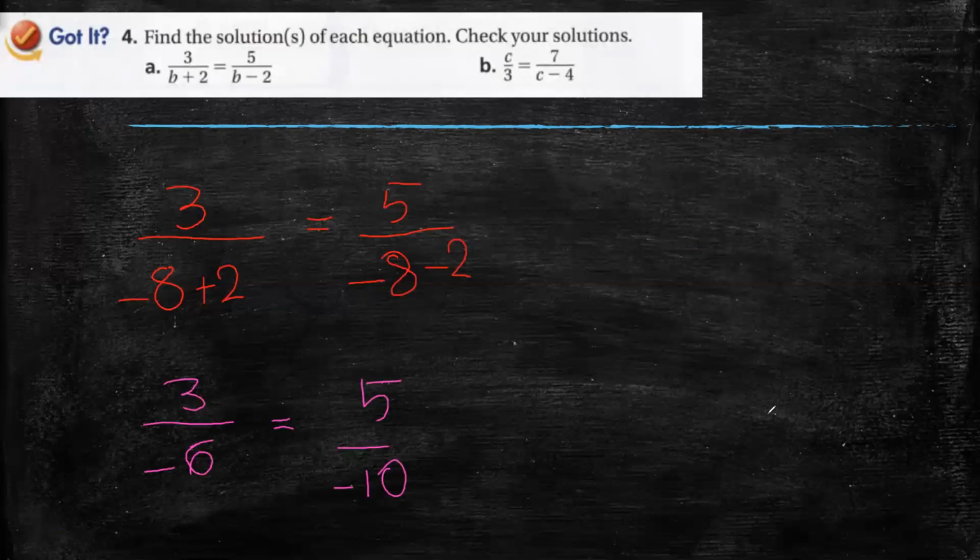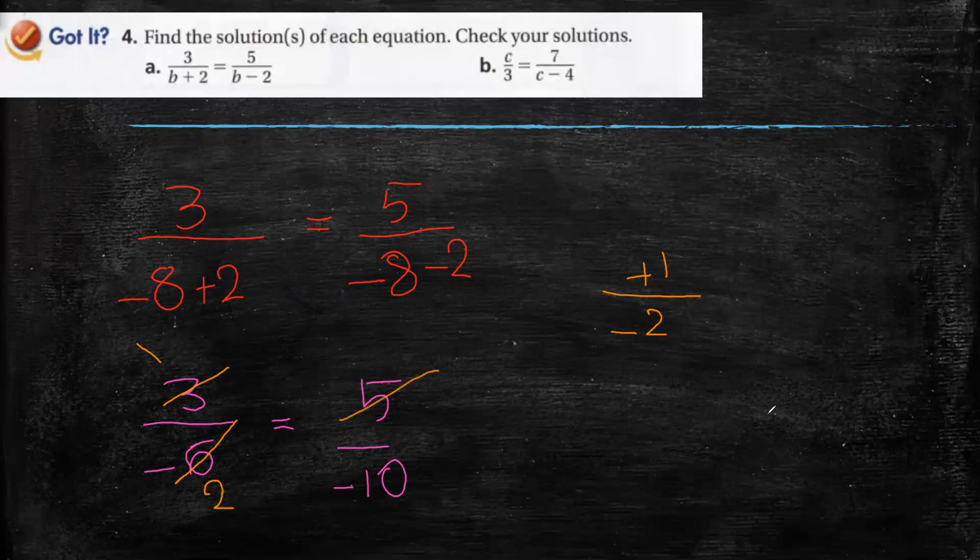Let's simplify. 3 over 3 is 1, and 6 over 3 is 2. So we have negative half, or like this, you can say 1 over negative 2.